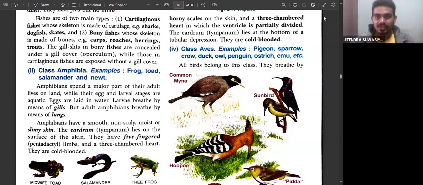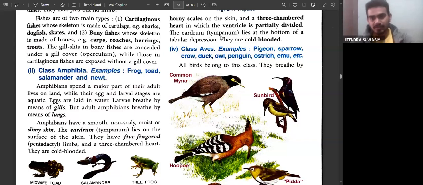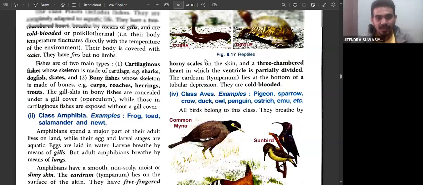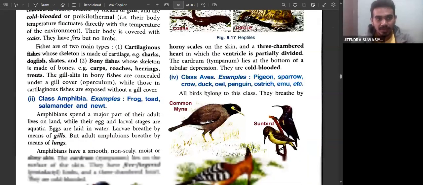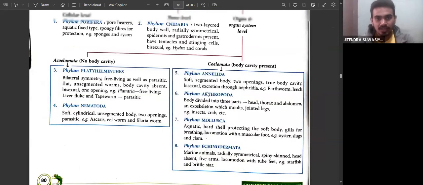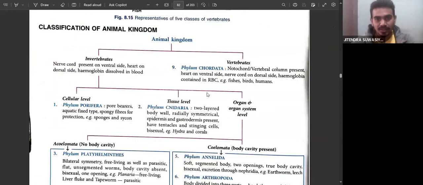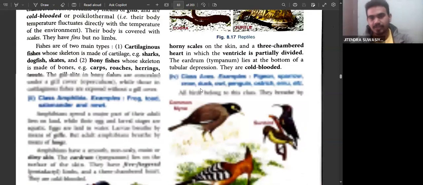As we are discussing, we have kingdom, phylum, class, order, family, genus, and species. So we are discussing the kingdom Animalia, in which we are discussing the vertebrata. In vertebrata, we are discussing the class Aves.